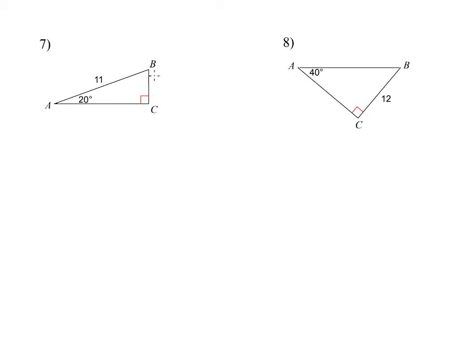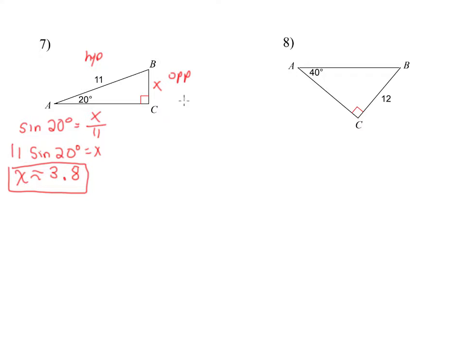This time our directions are to solve for the missing triangle. So we need to solve for all missing sides, which is this BC side, which is the opposite side. So to solve for the opposite side, I got sine of 20 degrees is equal to x over 10. So x is approximately 3.8. So I know that line segment BC is approximately 3.8.